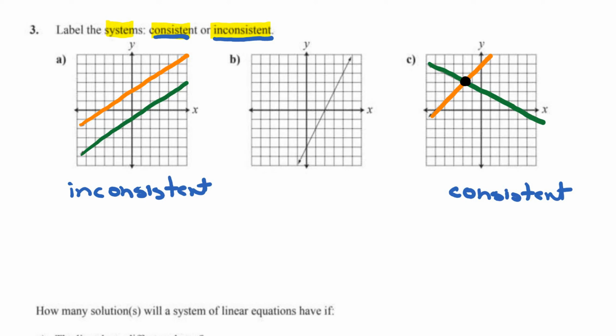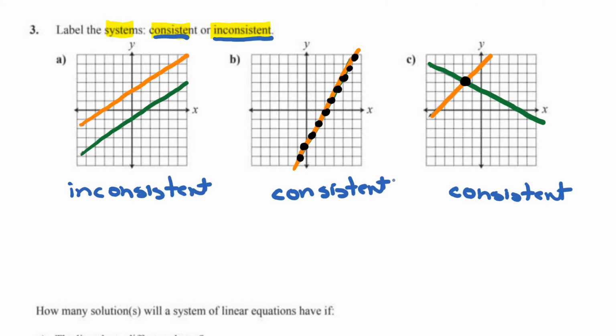Now for letter B, what's happening is that you have one line here in green, and there is another line, you just can't really see it because it's actually on top of the green line. So if I highlight that in orange, the orange line is on top of the green line, so the two lines are exactly the same. So there's actually many intersection points, right? There's many points on the line where the two equations intersect. So we call this a consistent solution because there's definitely more than one intersection point.